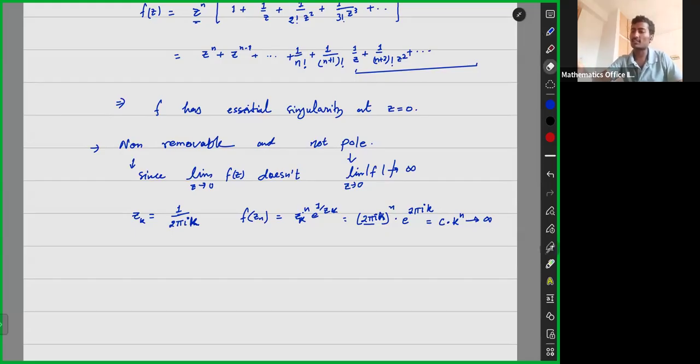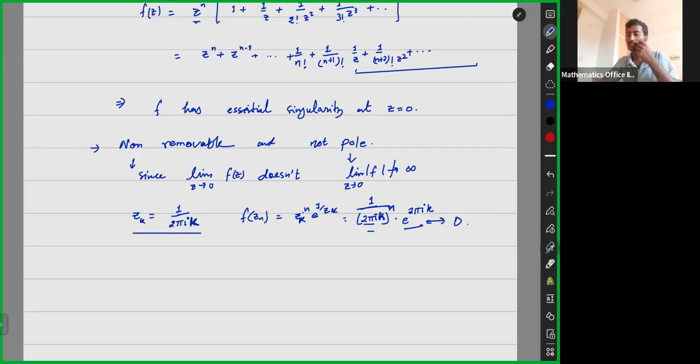So there was a little mistake. One thing is that this is 1 by z, when we are putting zk is equal to 1 by 2 power i k, right? So this is 1 by this. So it is always going to 0, everything is going to 0. So here we have a mistake. This goes to 0. Okay.